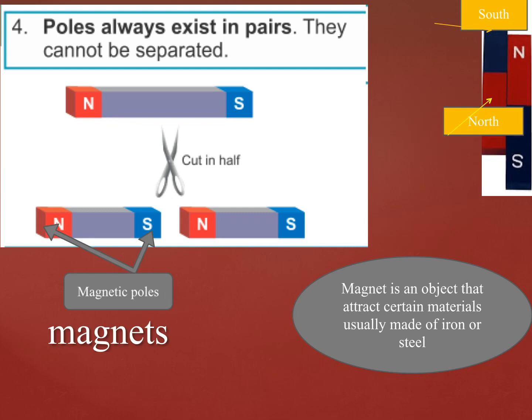Let's talk about today's lesson, which is magnets. So what is a magnet? A magnet is an object that attracts certain materials, usually objects made of iron or steel.